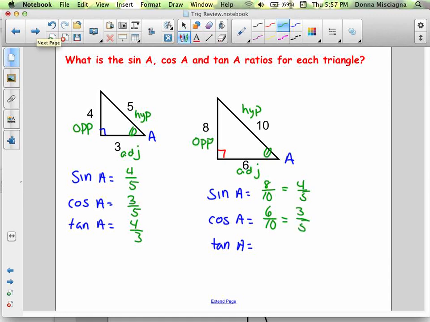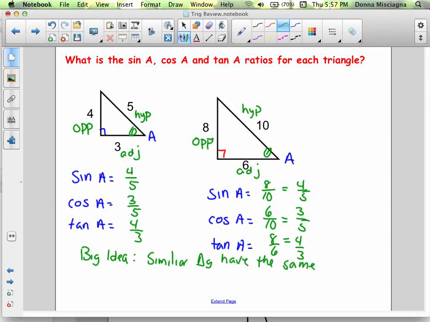And tangent is the opposite side over the adjacent side, so that will be 8 over 6. Both 8 and 6 are divisible by 2. If we divide those values by 2, we get 4/3. Notice we got the same sine, cosine, and tangent ratios for both triangles. So what does that tell us? The big idea here is that similar triangles have the same trig ratios.